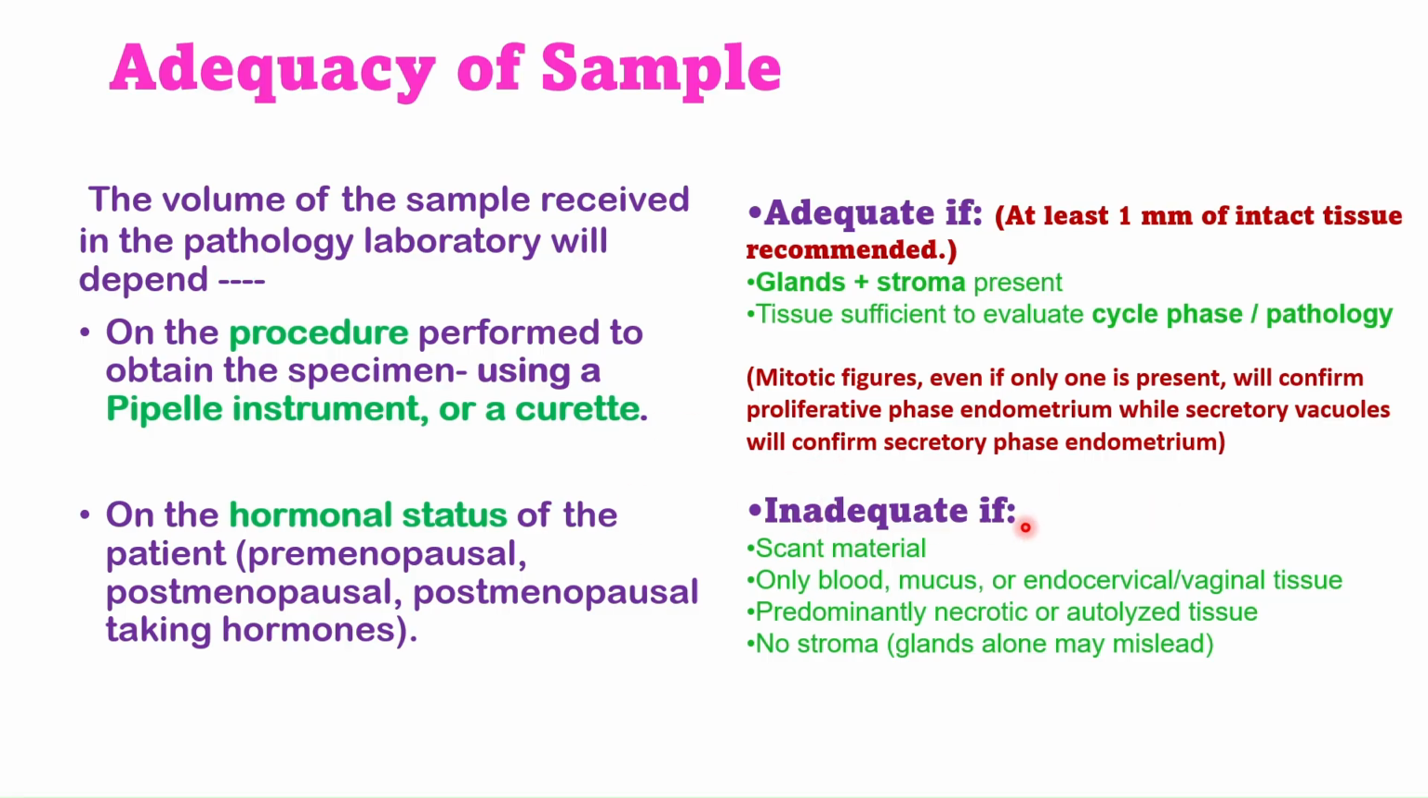It is considered inadequate if there is scant material, only blood, mucus, or endocervical or vaginal tissue, predominantly necrotic or autolyzed tissue, or only glands are present and no stroma.